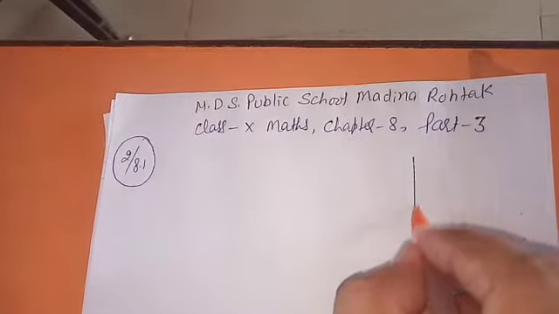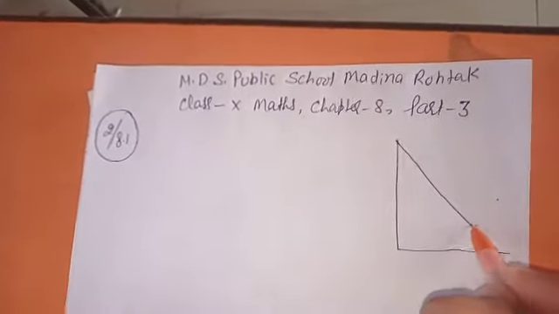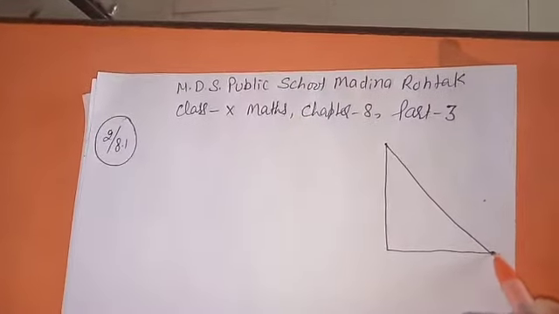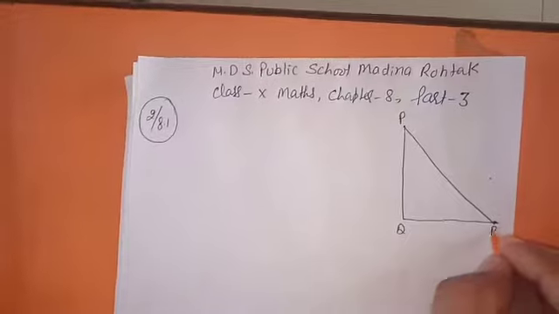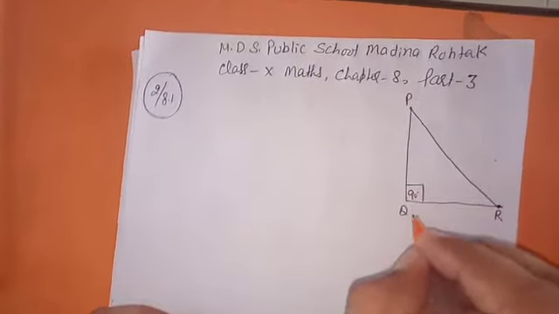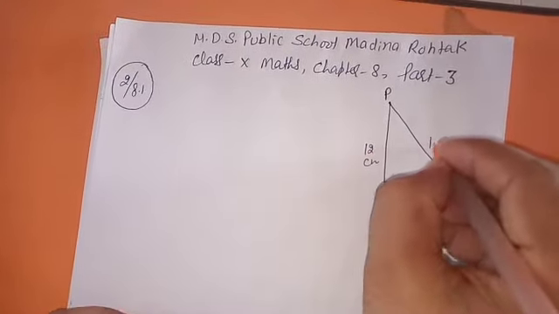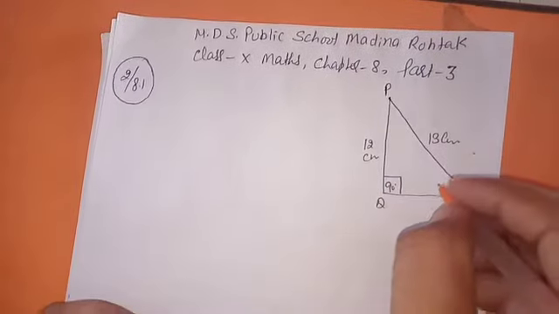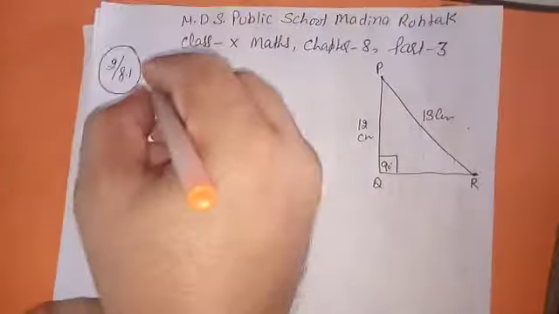Question number 2, a figure is given, this type of figure. P, Q, R, this angle is 90 degrees. This side is 12 centimeters, this is 13 centimeters. So first you have to find out QR.